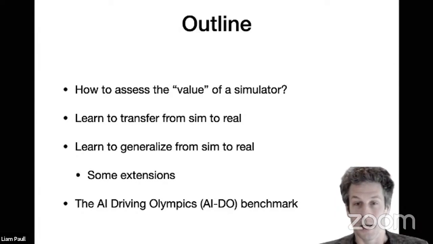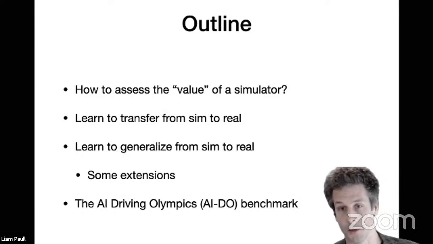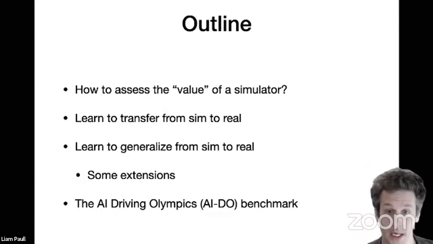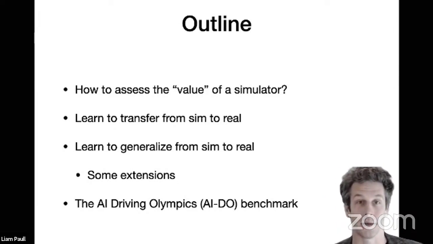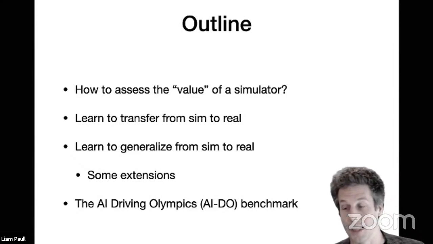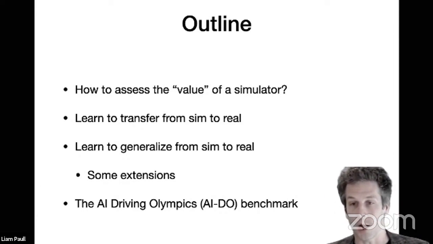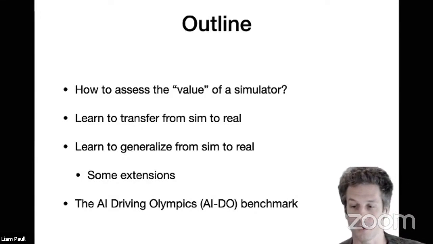Then I'll talk about two fundamental paradigms for how we can cross the gap from the simulator to the real world. One is that we learn how to explicitly transfer from one data domain to the other. The second option is that we learn a policy in the source domain, i.e. the simulator, that is able to just generalize out of the box. I'll also show some extensions of this approach. And then finally, I'll talk about the AI Driving Olympics benchmark, which we've been hosting for a couple of years at top machine learning and robotics conferences.